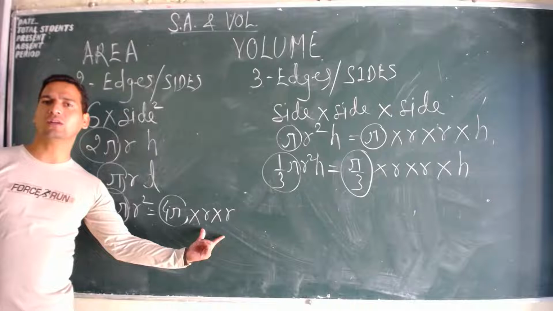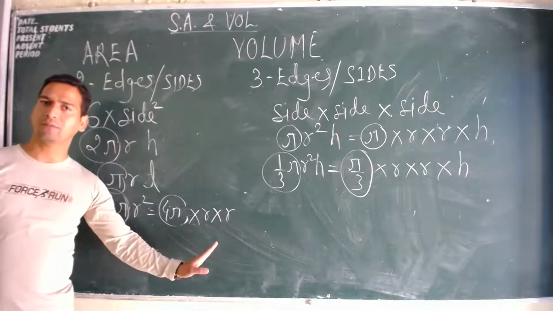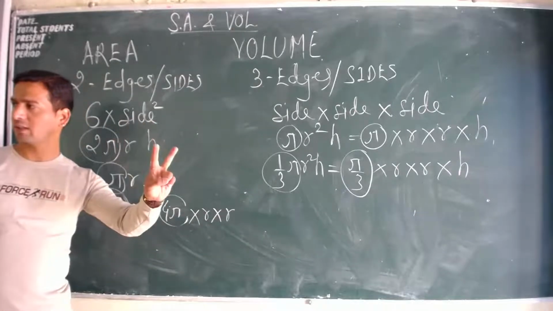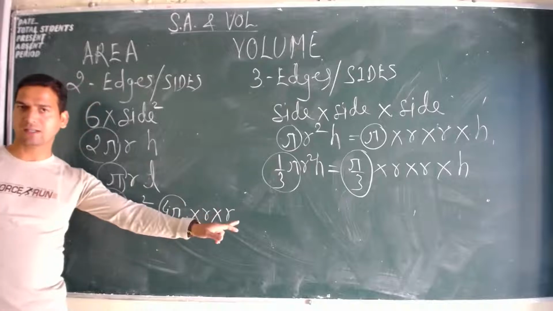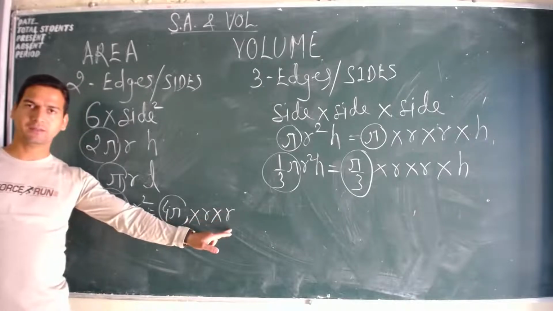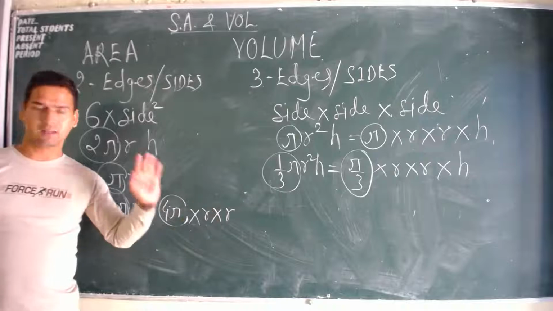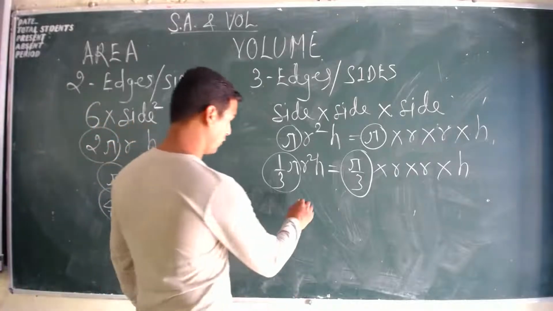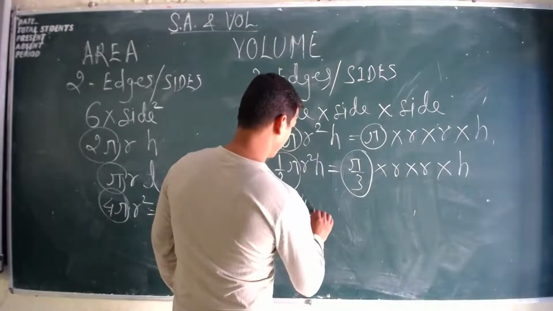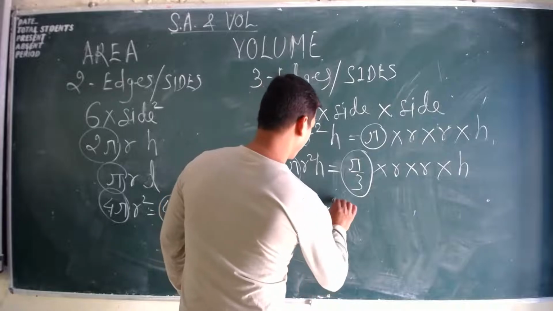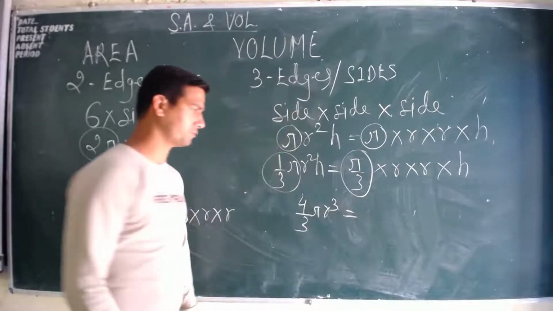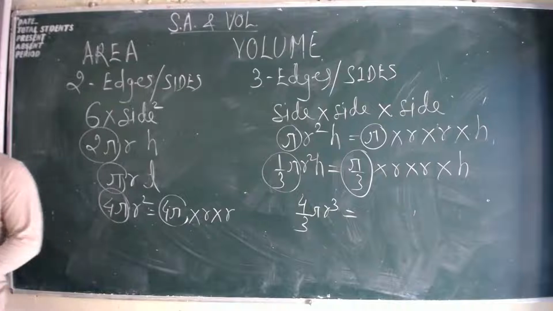Again two edges are used. Here both edges are same, but in counting two edges. First edge r, second edge r. So the formula is for area. Now, what is the formula of volume of sphere? 4 by 3 pi r cube.